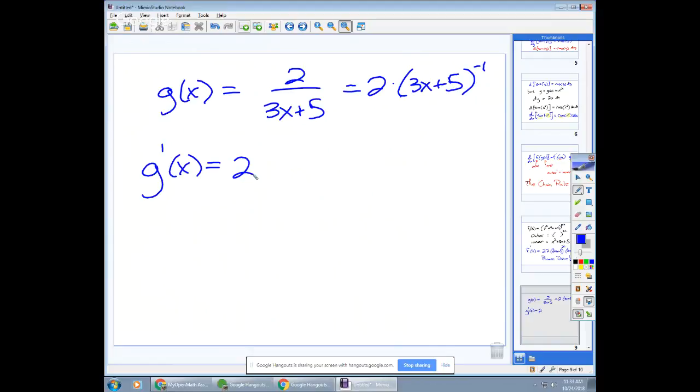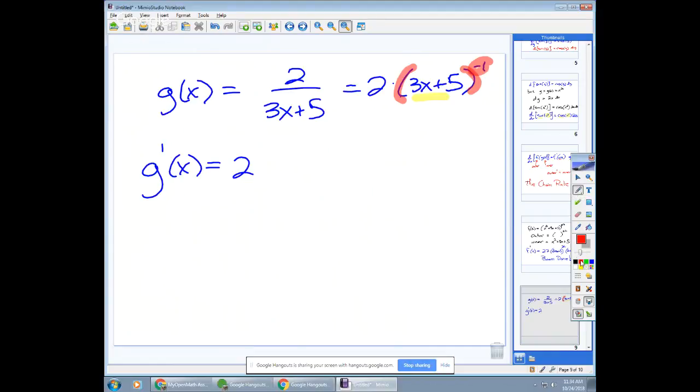Then I just say, okay, what's my outer function and what's my inner? So I'm going to do outer in red. Oops, red highlighter. Which one's the outer? The negative 1 power is the outer, and the inner is just 3x plus 5. Yeah. So once we have that, we should be able to go on and take derivatives.